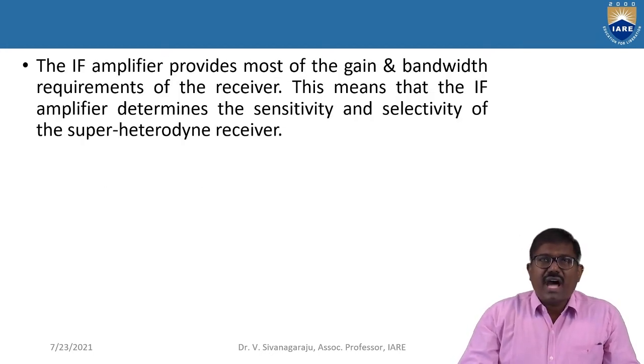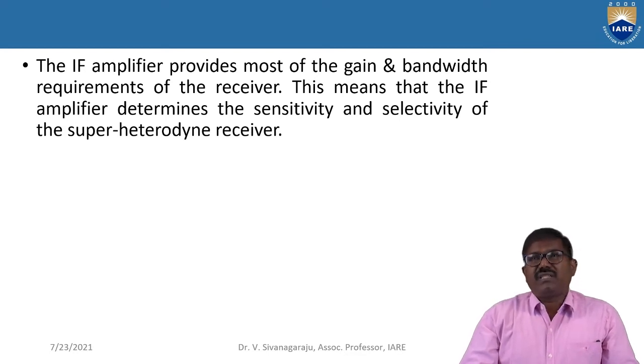So the IF amplifier provides most of the gain and bandwidth requirements of the receiver. This means that the IF amplifier determines the selectivity and sensitivity of the super heterodyne receiver. What are we missing from the TRF receiver?